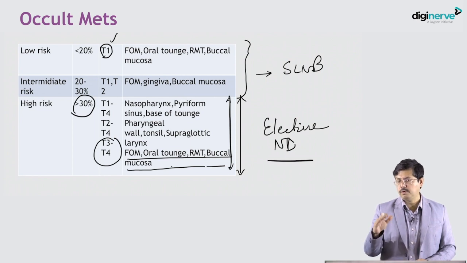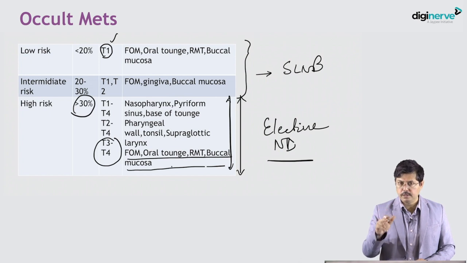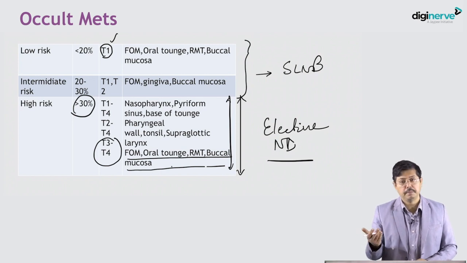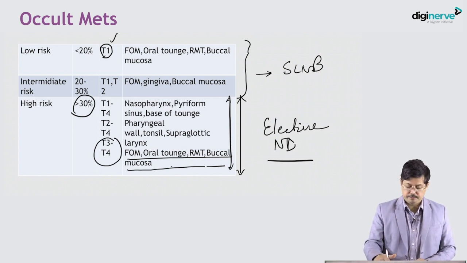So sentinel lymph node biopsy is done for an N0 neck, particularly if it is a T1, T2 lesion, which has a very low chance of metastasis, and you still need to evaluate the neck maybe because the grade of the tumor is poor.